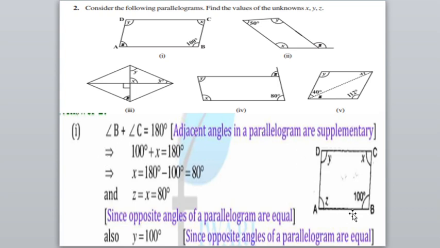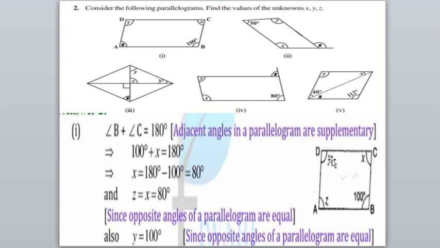Then here angle B is already given, that is 100 degrees. So 100 degrees plus x equals 180 degrees. Then x equals 180 degrees minus 100 degrees equals 80 degrees. Therefore here we got x as 80 degrees. It means we got angle C as 80 degrees. Now we know that in a parallelogram opposite angles are equal and angle C is opposite to angle A. So if x is 80 degrees, therefore z is also 80 degrees. Therefore z equals x equals 80 degrees since opposite angles of a parallelogram are equal.